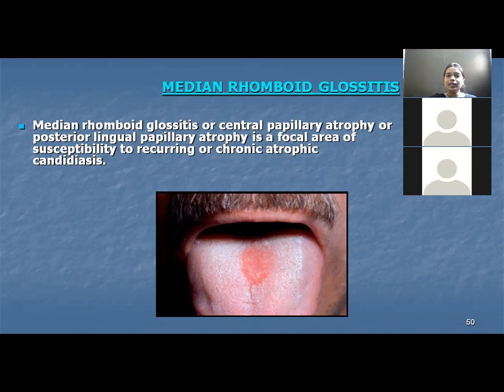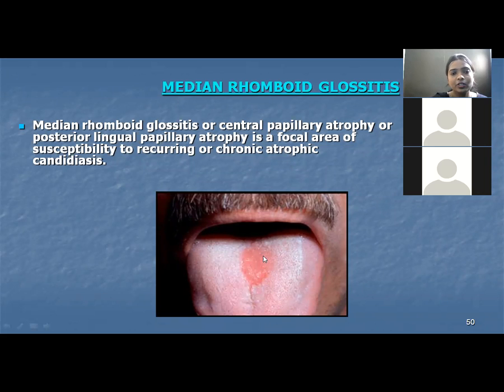What is median rhomboid glossitis? It is also called central papillary atrophy because this lesion is seen in the center of the tongue. So it is called central papillary atrophy or posterior lingual papillary atrophy. It is a focal area. Focal means it is present in one particular area. Focal means localized, and diffuse means it is a widespread lesion. Median rhomboid glossitis is a focal area of susceptibility to recurring or chronic atrophic candidiasis.